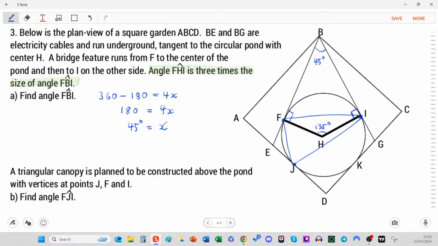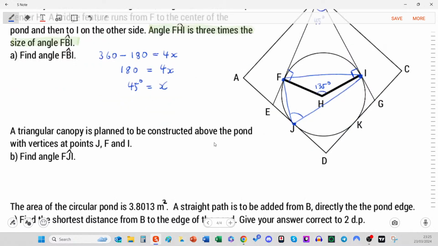So this is essentially the canopy that's going to cover the walkway. And we want to find angle FJI, but we don't ask questions why. We just need to. There it is, FJI. First step is knowing what you're trying to find. Now, if you know anything about your circle theorems, I will just see if I can draw a mini diagram here.